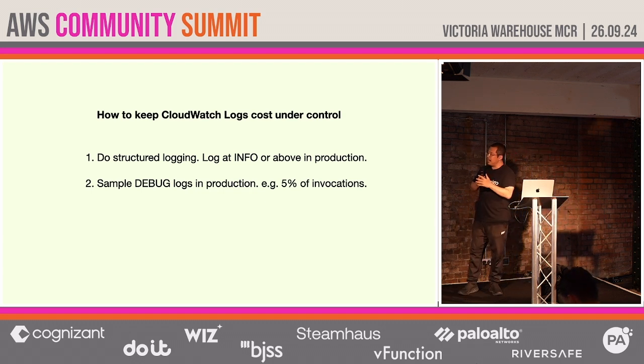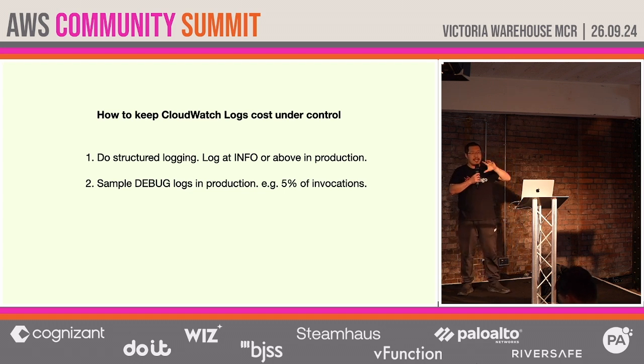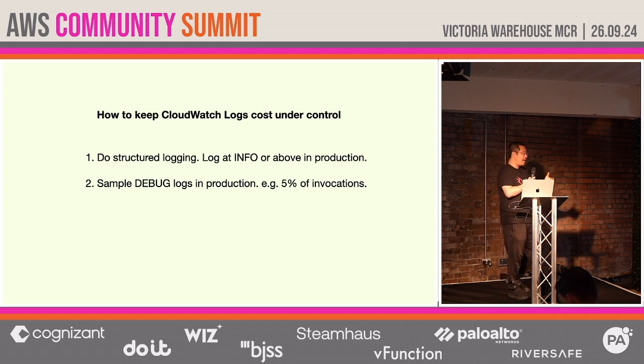The idea here is that you've got enough of your sampled debug logs that covers every single code path you have, such that when there is a problem, you have enough debug logs to help you figure out what the problem is, but you're not paying the full amount for all the debug logs from your system.